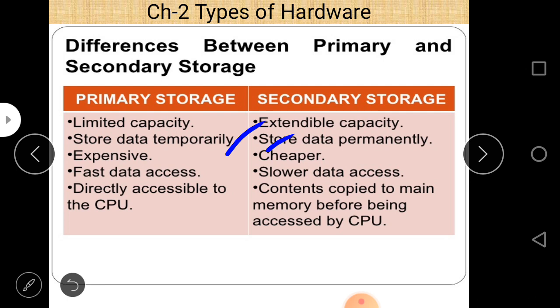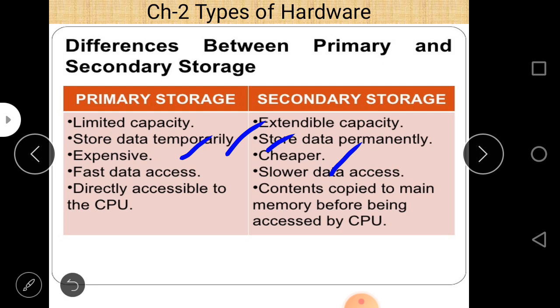Primary storage is much more expensive as compared to secondary storage in terms of memory size. 2 GB of primary storage is much more expensive than 2 GB of secondary storage.